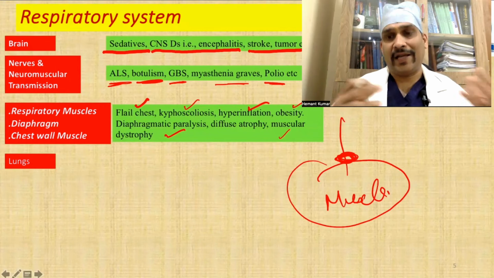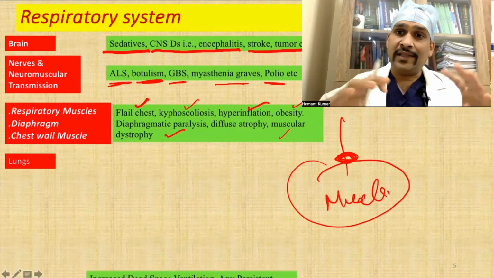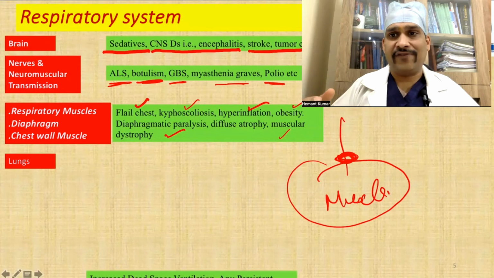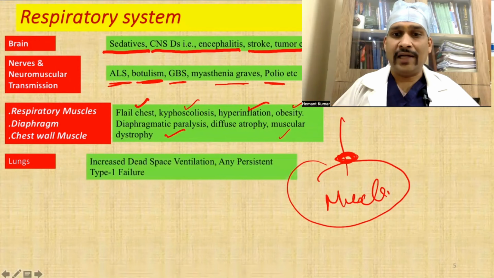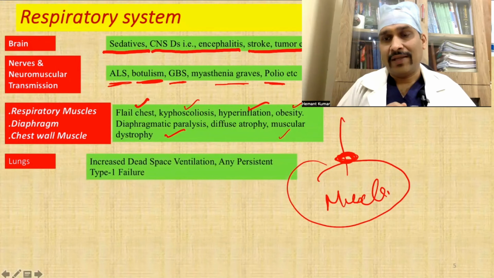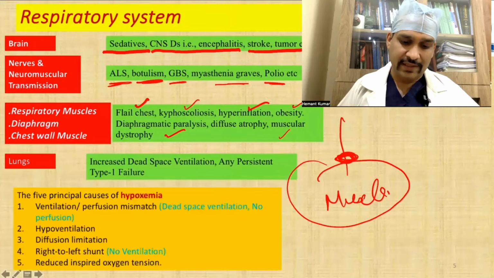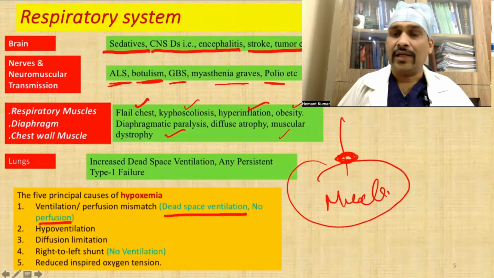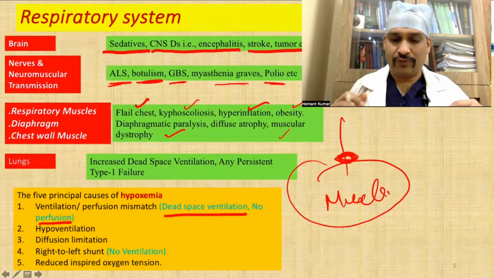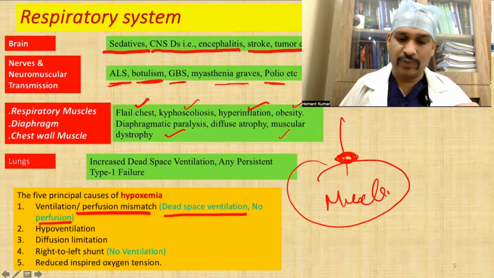Then the lungs: any problem in the parenchyma. Anything which causes type 1 respiratory failure will ultimately lead to type 2 respiratory failure. Now the question is, what are the causes of type 1 respiratory failure? One is dead space ventilation, where there is ventilation but no perfusion. That is called VQ mismatch. VQ mismatch causes type 1 respiratory failure.